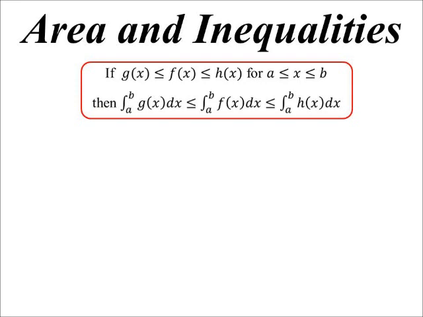Now, imagine you're looking at a picture with three curves, where g(x) is below f(x), which is below h(x), all the way between a and b. Then the area under those curves must also go in that order. So the integral from a to b of g(x) would be less than or equal to the integral from a to b of f(x), and so on.